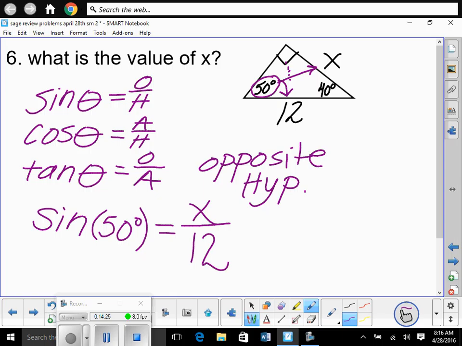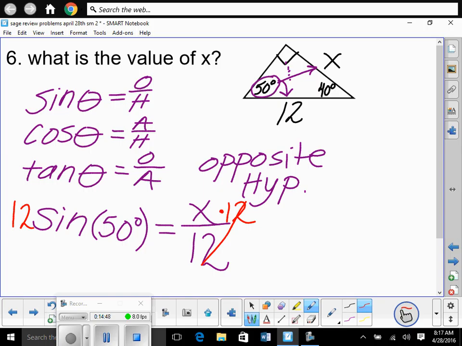Now from here, aren't we just solving for x algebraically? Yes, right? So what would we do to get x alone? Multiply both sides by 12. We won't be doing inverses. We're not finding an angle, right? That's the only time we ever take an inverse. It's just algebra to get x alone. So we have 12 sine of 50 degrees.